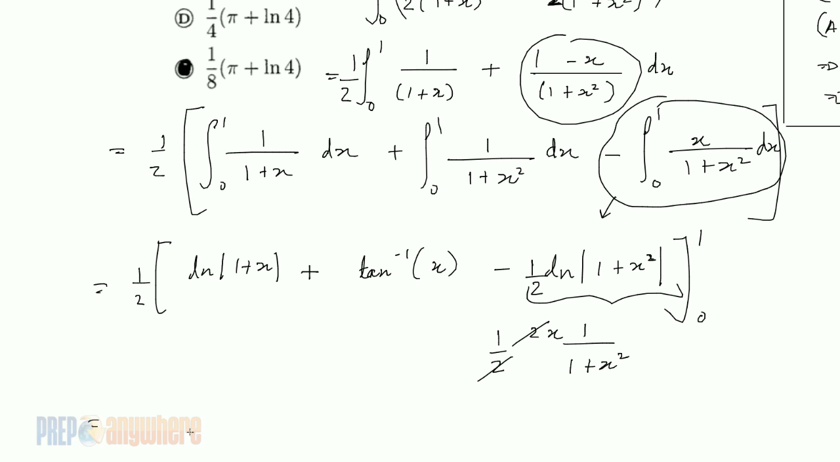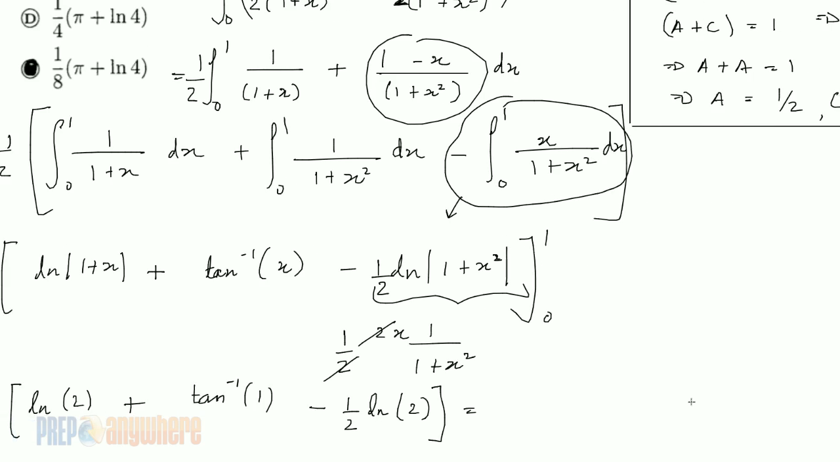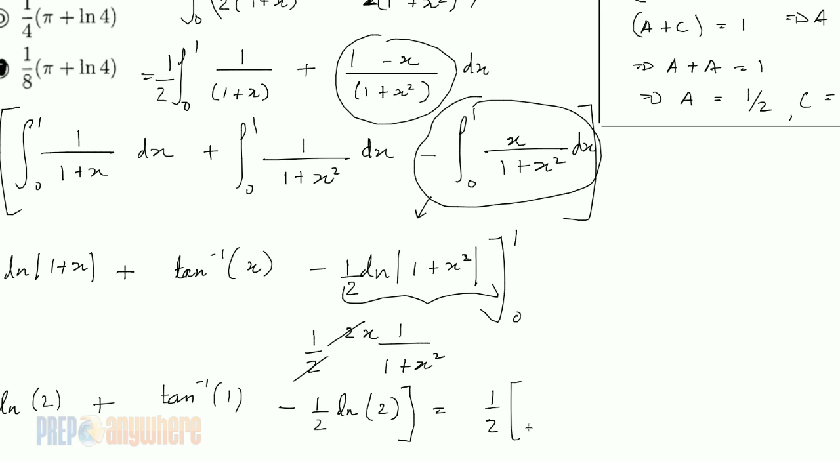Now, let's plug our limits in and find out what happens. When I plug in my limit of 1, the first term becomes the natural log of 2, the second term becomes the inverse tangent of 1, and the last term becomes half natural log of 2. When I plug in 0 here, this becomes natural log of 1, which is 0. Inverse tangent of 0 is 0, and half natural log of 1 is also 0. As a result, if we add this up, we get half times half natural log of 2 plus inverse tangent of 1. What is the inverse tangent of 1? It's just pi over 4.